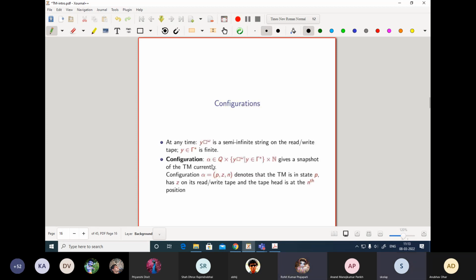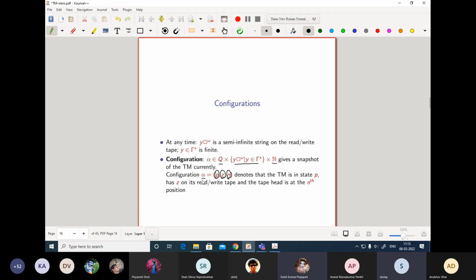Now a configuration will basically be a tuple from Q cross the set of semi-infinite strings cross N, and this captures what the Turing machine looks like at this point of time. So suppose you have p, z, n, then this basically means that currently you are in state p and the read-write tape has z written in it, and the tape head is at the nth cell or the nth position of the read-write tape. So this is what the configuration captures.